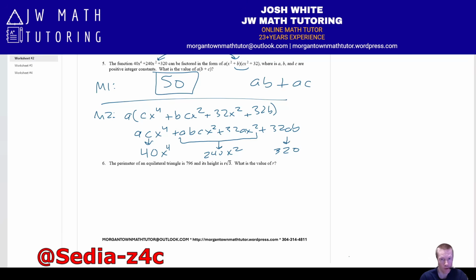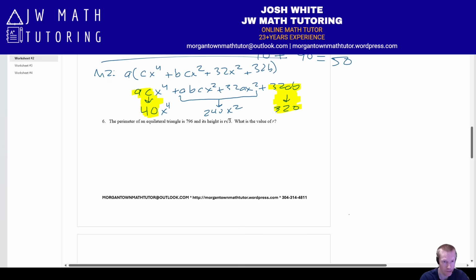And now we actually know what the values of each of these are. Notice from the x to the fourth term, we know that ac is equal to 40. Therefore, we can plug that in. And notice from the last term, ab is equal to 320. Therefore, a has to equal 10. 32 times 10 would be 320. 10 plus 40 equals 50. So this is just an alternate approach you could take instead of using Desmos. Probably a little bit more work and probably longer than using Desmos, but again, completely valid solution method.